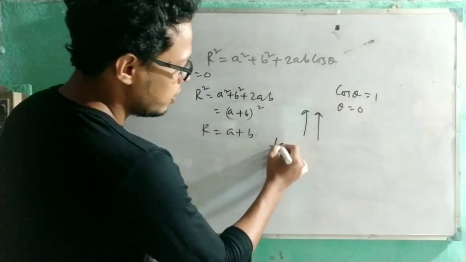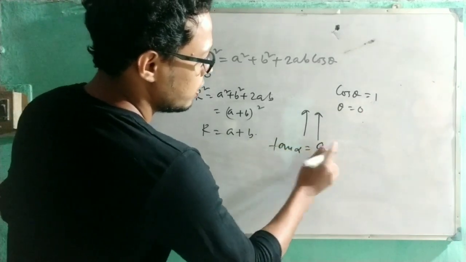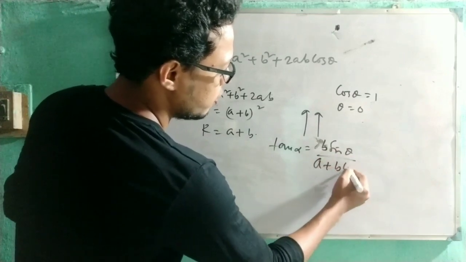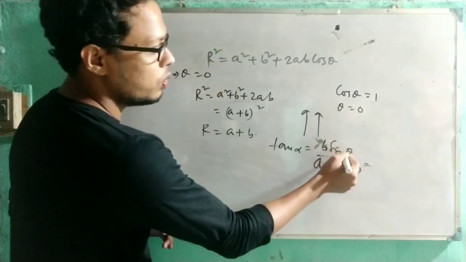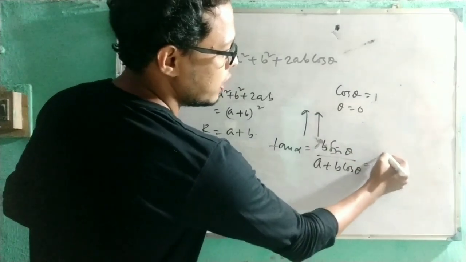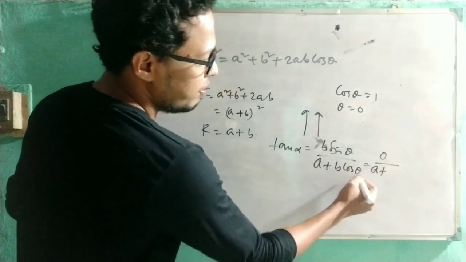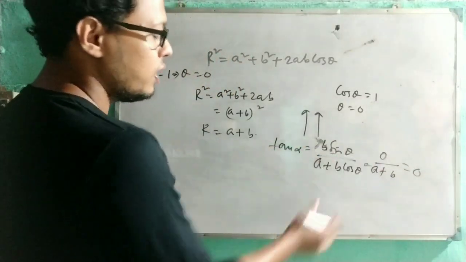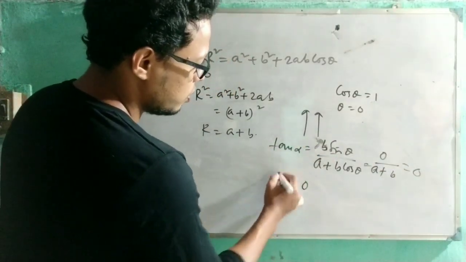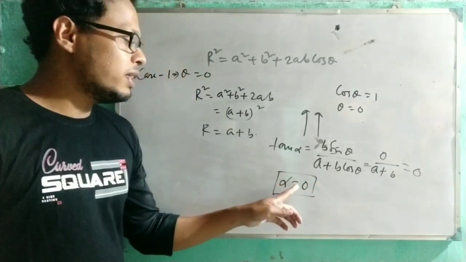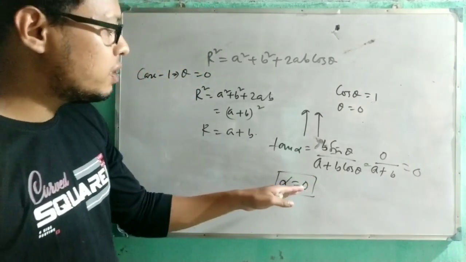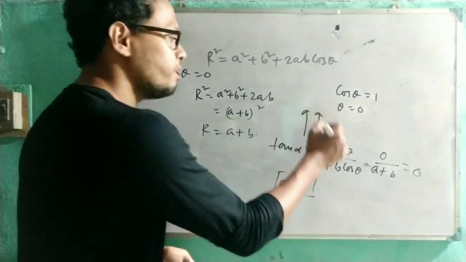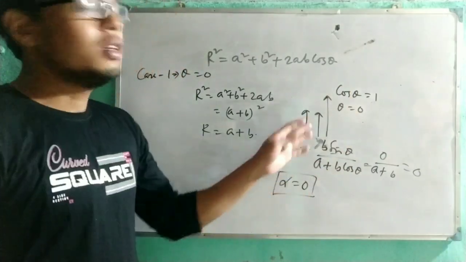Okay. Now, what is the direction of the resultant vector? We get tan alpha equals B sin theta divided by A plus B cos theta. So when theta equals 0, sin 0 will be 0. That's why 0 divided by A plus B cos 0, which is 1, so A plus B, which is 0. Meaning when tan alpha equals 0, we get alpha equals 0. Alpha means the angle between the resultant and A. So the resultant is making angle 0, meaning it is also parallel with the given vectors.